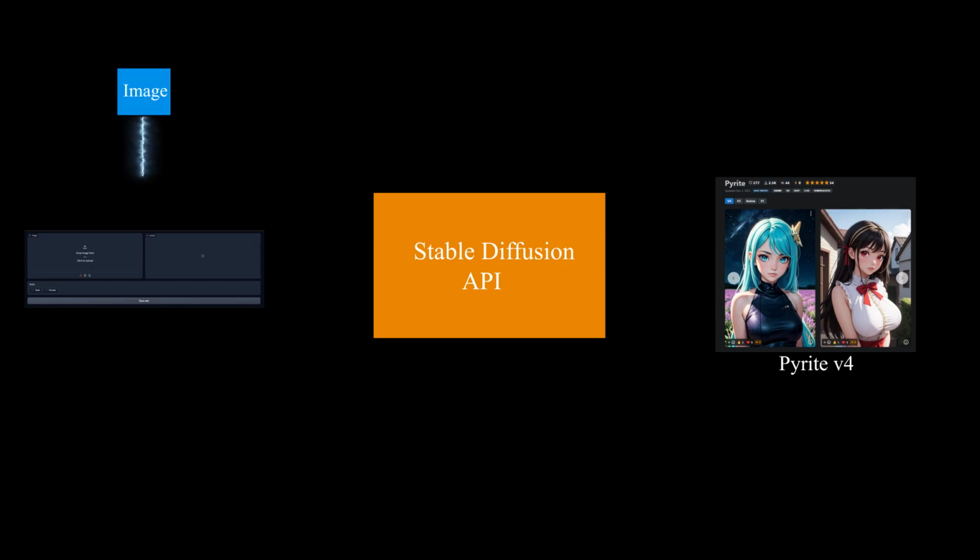A user will upload an image, then the UI will pass the input image to the Automatic 1111 API to generate an anime version of the image, and then return the result to the UI again. Now let's start the practical part by setting up Automatic 1111 first.